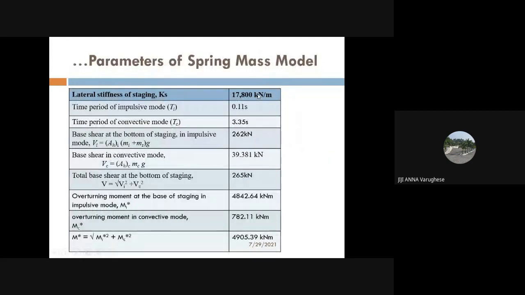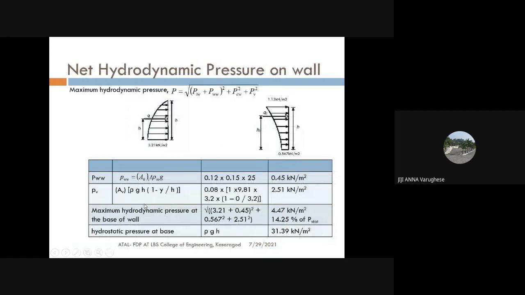Lateral stiffness is to be calculated. Time period for impulsive mode and convective mode should be calculated. Base shear for impulsive mode and convective mode can be calculated. Total base shear calculated. Overturning moment about base can be calculated. Then we can calculate what is the hydrodynamic pressure acting on the wall, which comprises of the impulsive pressure as well as the convective pressure.